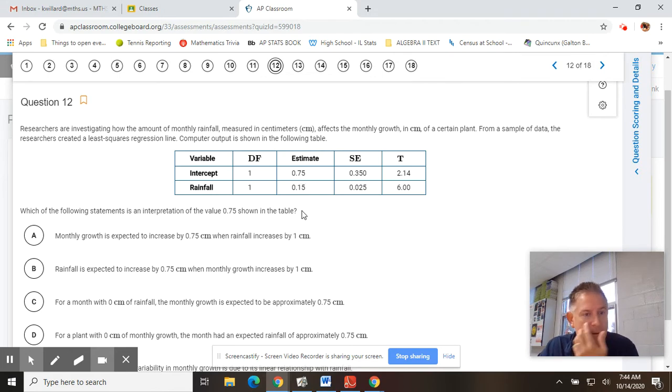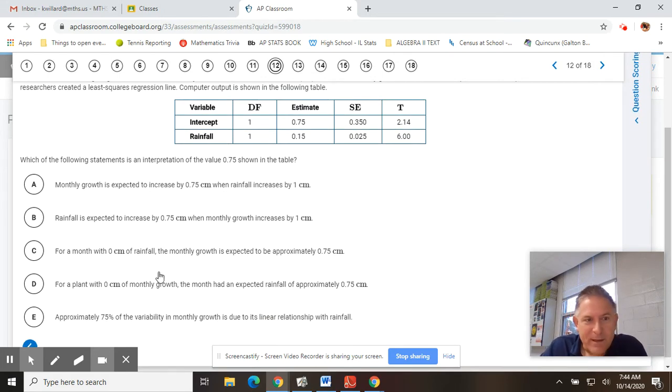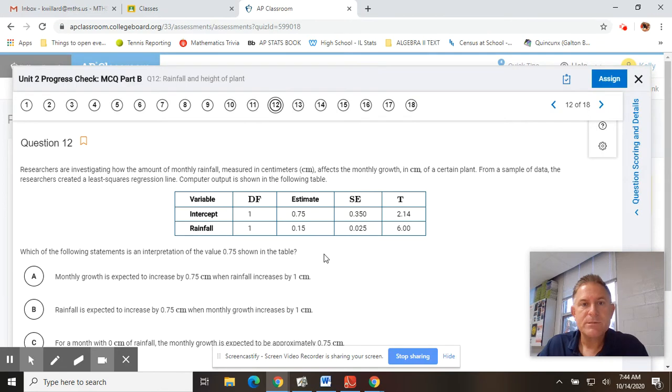Okay, well, that's got to be down here somewhere. There it is. For a month with 0 centimeters of rainfall, the growth is expected to be about 3/4 of an inch. So I hope we missed that one because of the computer output and not exactly understanding it.